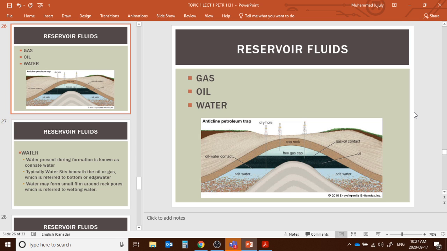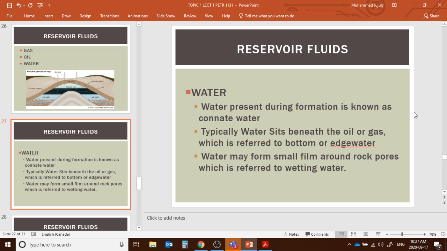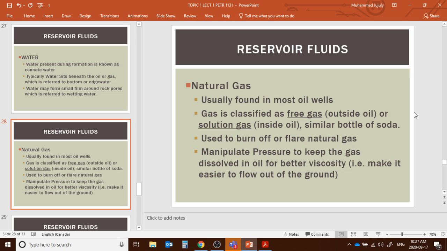So what are the types of reservoir fluids we have? We have oil, we have gas, and we got water. Water present during the formation is known as the connate water, and typically the water sits beneath the oil and gas, which we call the bottom or the edge water. Okay, and water may form a small film around the rock pores, and we call it wetting water, and that causes trouble sometimes. That's why we need separation of the water and oil right after we get the crude oil from the bottom.